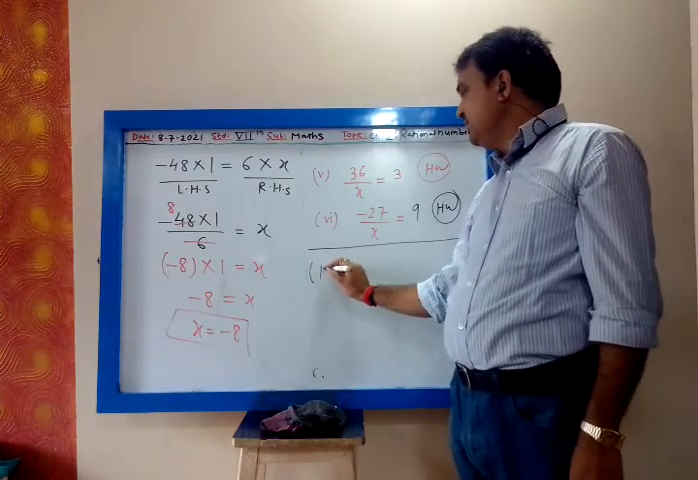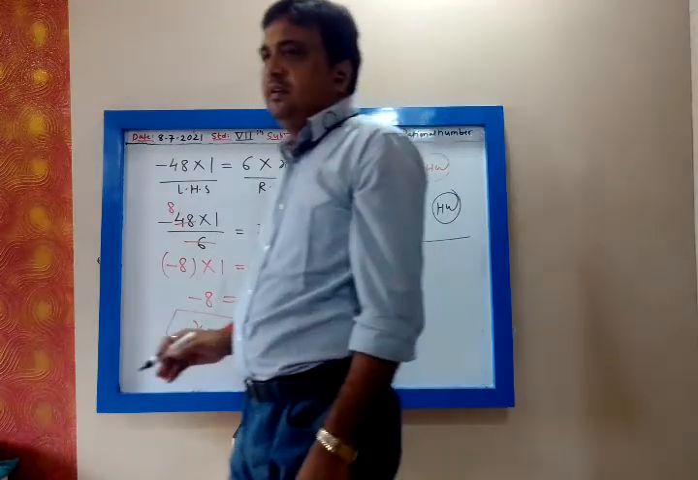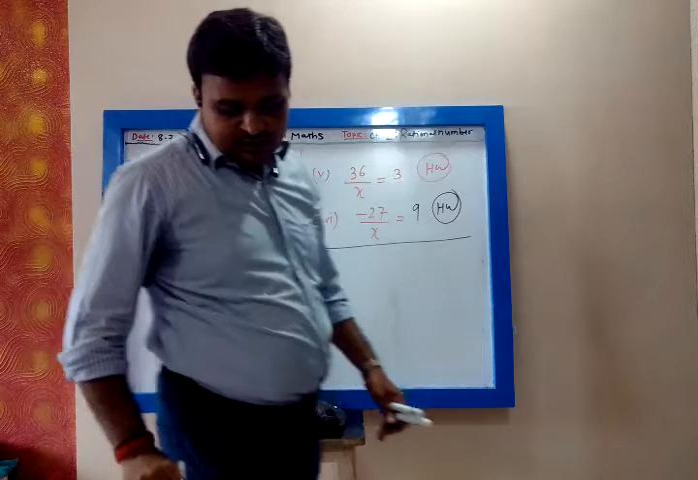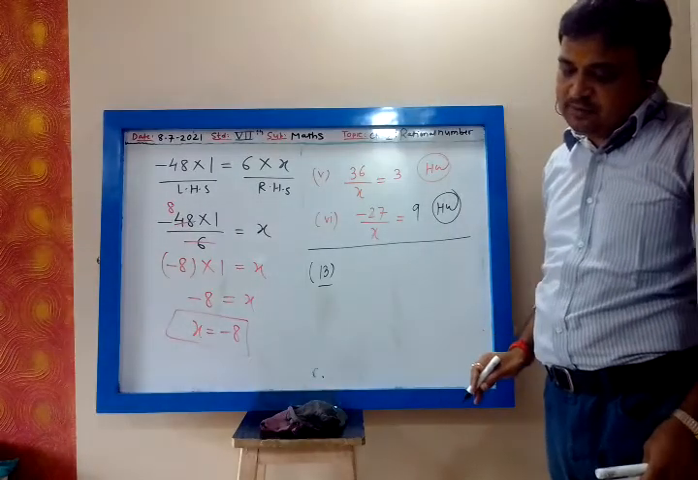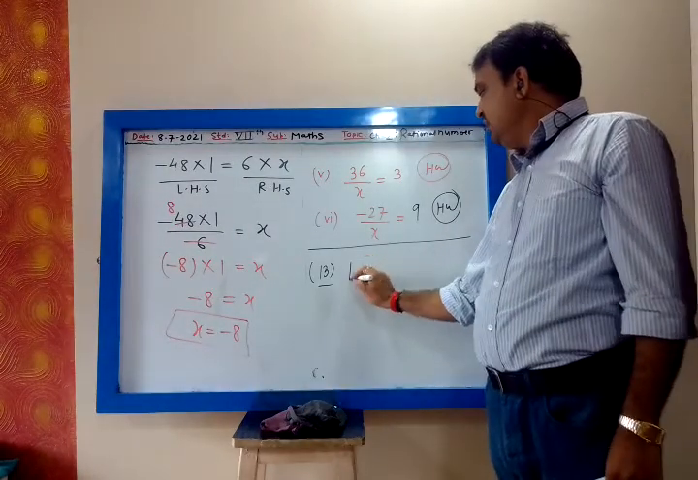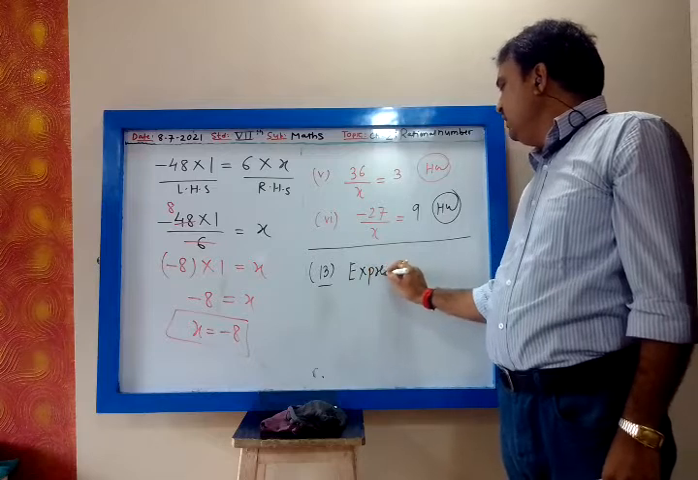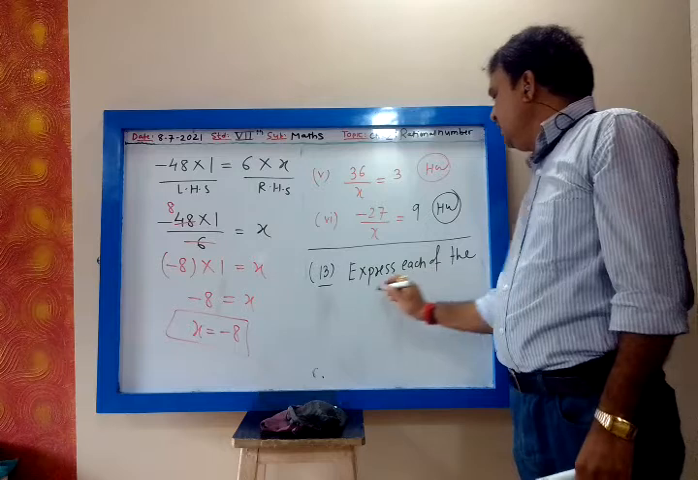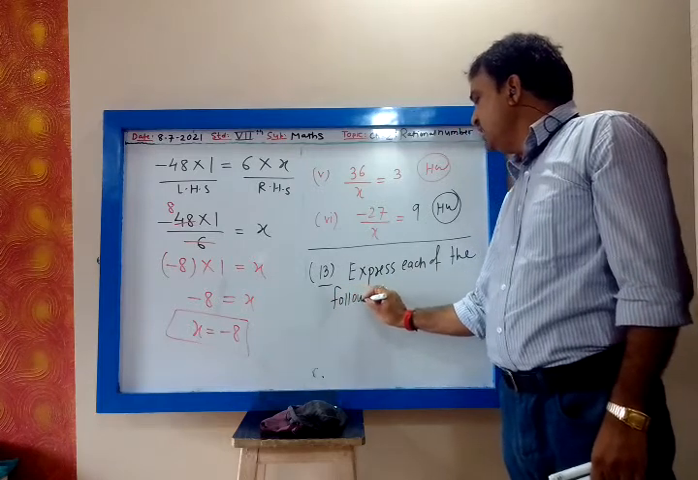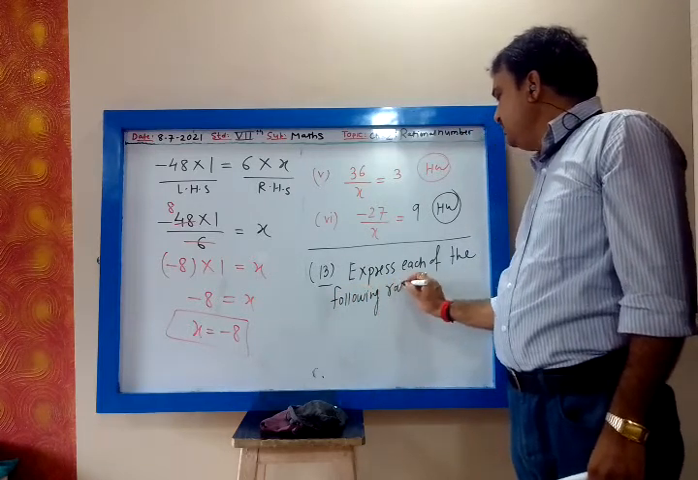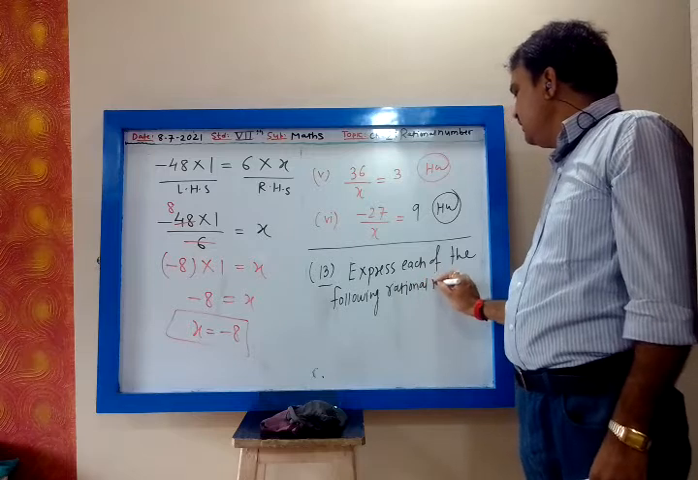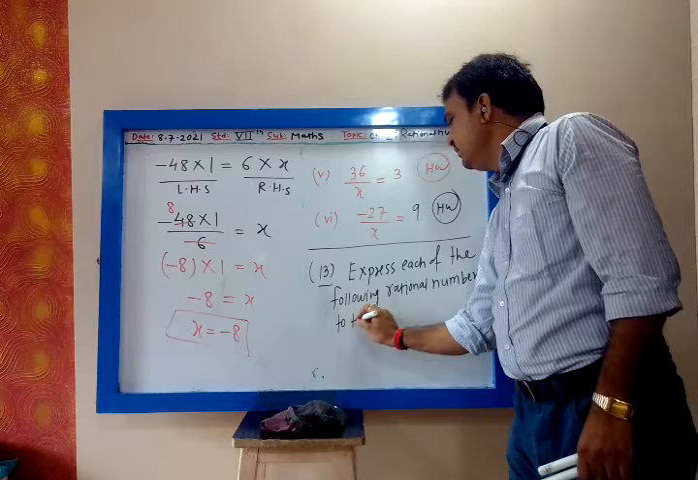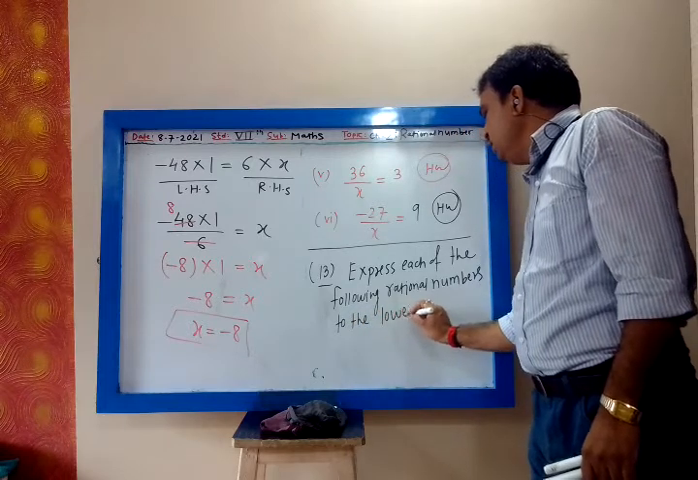Then 13th is: Express each of the following rational numbers to the lowest term. What do you mean by lowest term?